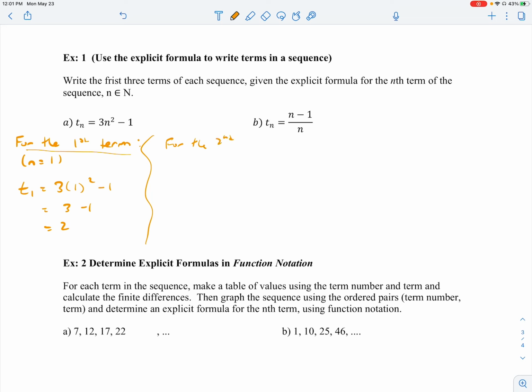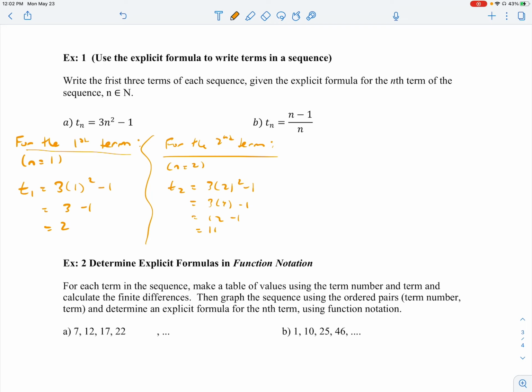Okay, for the second term, this is when n is equal to 2. We'd have T2 equals 3 times 2 squared minus 1. So we're just substituting 2 in for n. 2 squared is 4. 3 times 4 is 12. So we get 11.